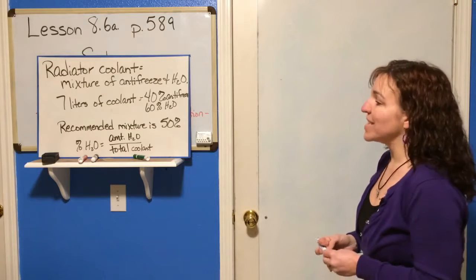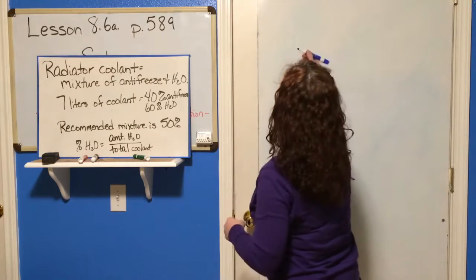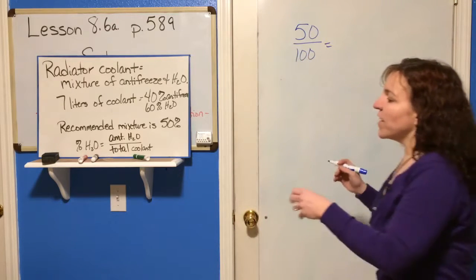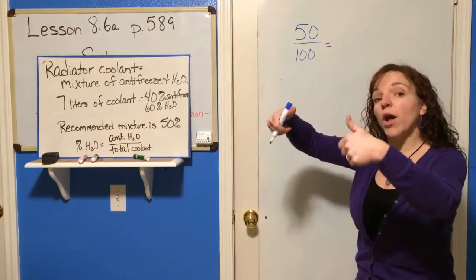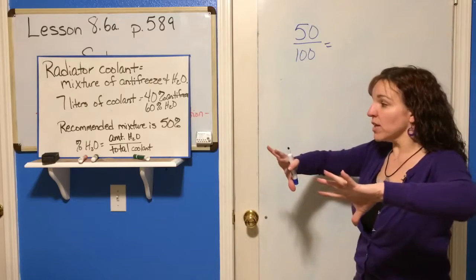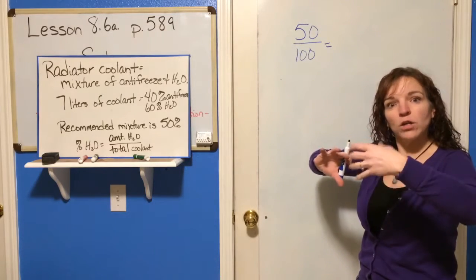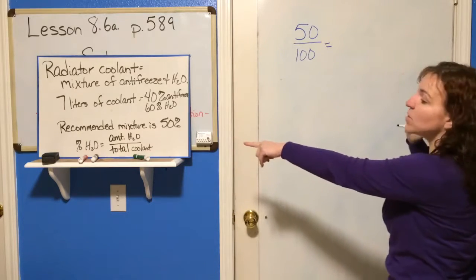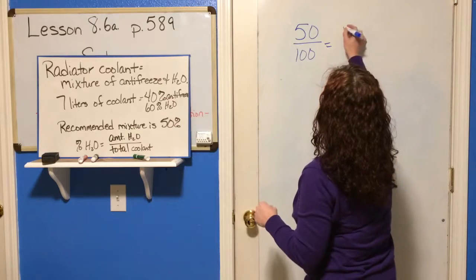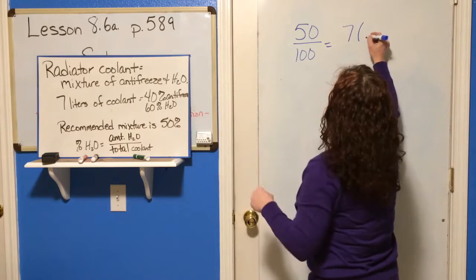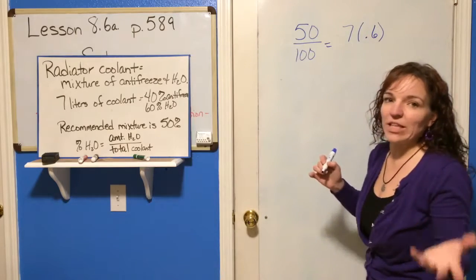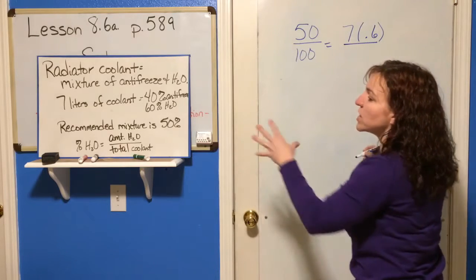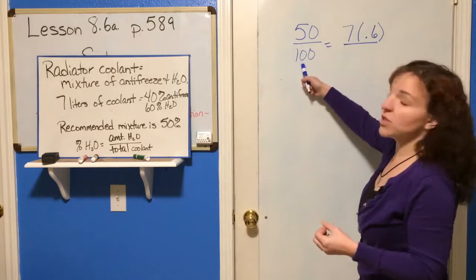Well, what we're going to do is this. The percent of water is 50%, right? So it's 50 per 100. And what we're going to do is take the amount of the water and divide it by the total amount of the coolant, everything in the jar, and that's going to give us the percent of our water. So the amount of water is going to be 7 liters times 60%, right? It's not the whole 7 liters. The whole 7 liters isn't water. So 7 liters times the 60% divided by the total coolant. So we want it to equal 50%.